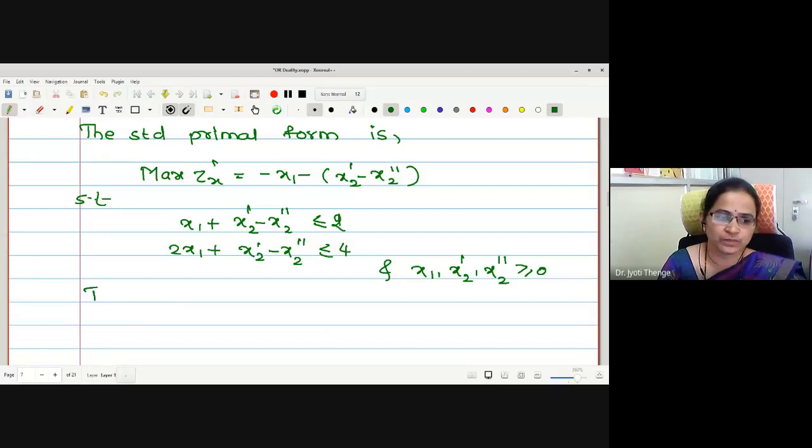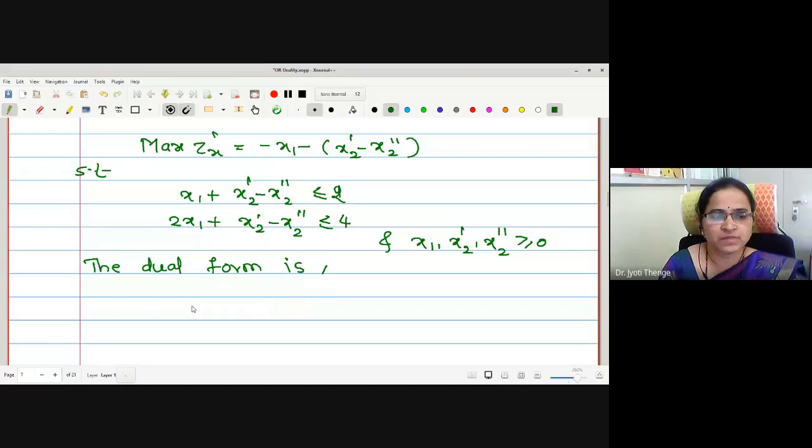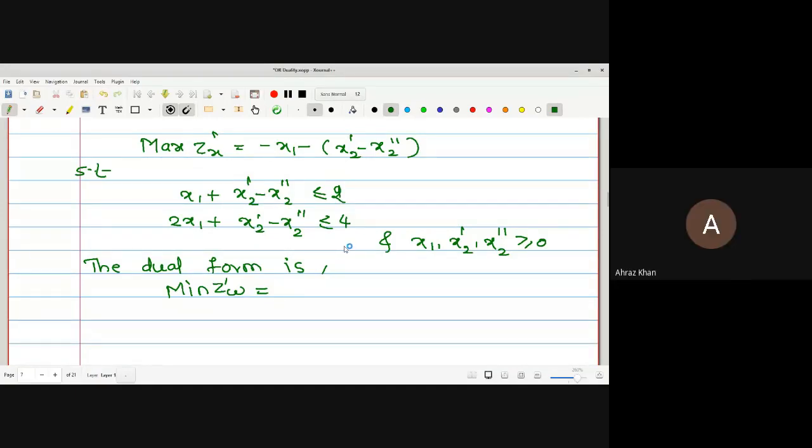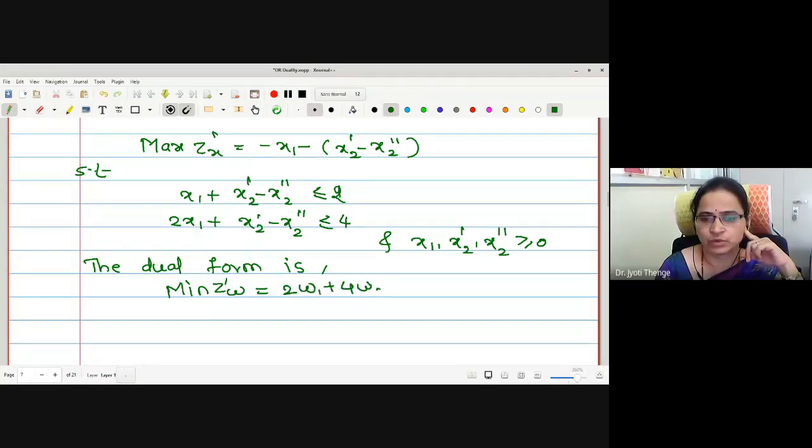Now we will write its dual. The dual form can be written as follows. Maxima to minima we have to go, of course. So this is minimize Z(W), or Z(W) dash, since here we have the dashes. How many dual variables are required? Two. The objective is 2W1 plus 4W2, the right-hand side constants. Subject to the constraints.